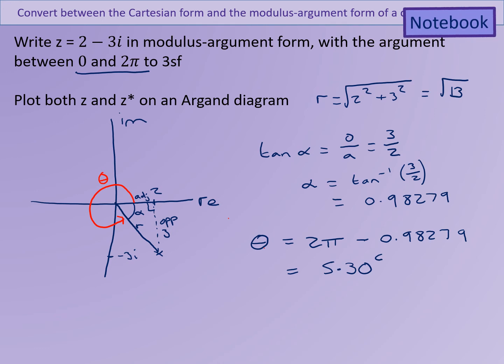Okay, so we've got Z on that diagram already. They wanted Z star on the Argand diagram, the complex conjugate. Remember that Z star is just the same complex number, but with the sign of the imaginary part changed. Instead of it being 2 minus 3i, it will be 2 plus 3i. So 2 plus 3i, just a reflection in the real axis. So Z star is there.